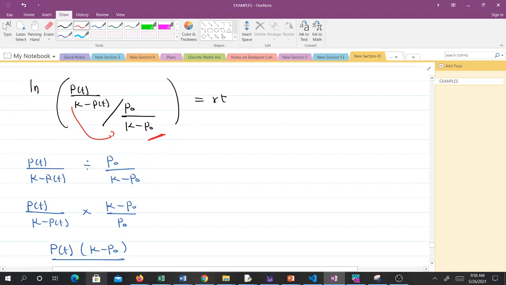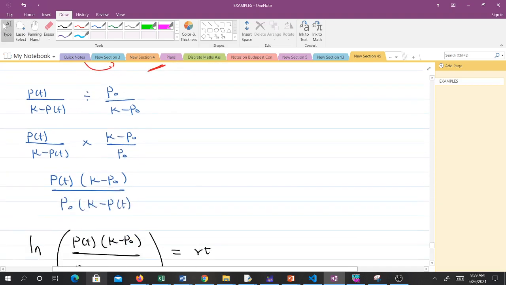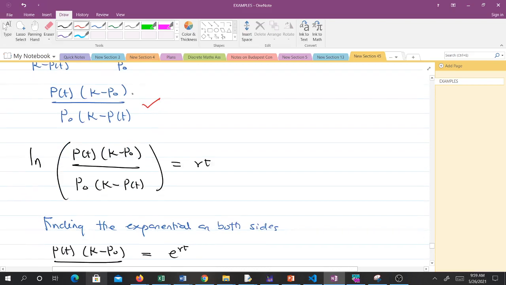p(t) over (k minus p(t)) divided by p naught over (k minus p naught). So this is the same as p(t) over (k minus p(t)) times, yes, (k minus p naught) over p naught, because we have the times here. And this is simplified as this. Okay, so when we put it inside, then we'll get this is equal to rt. I hope you get that.